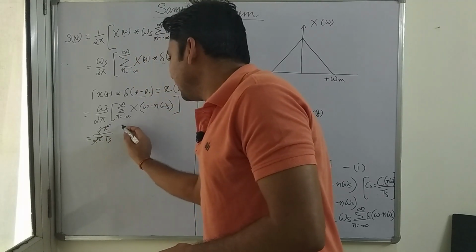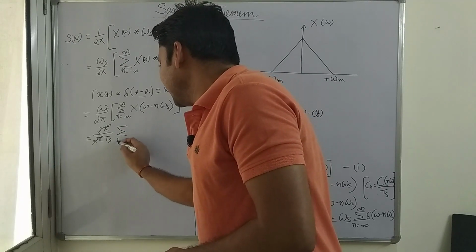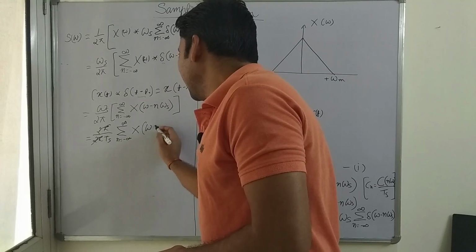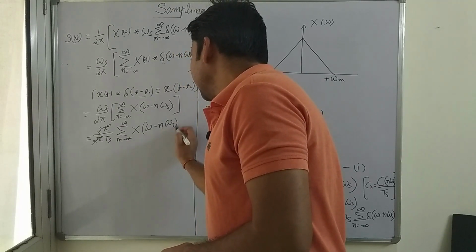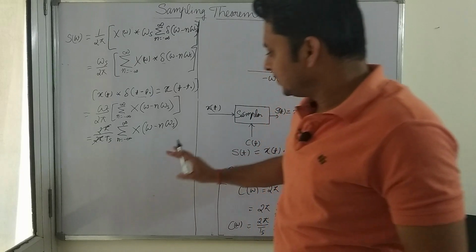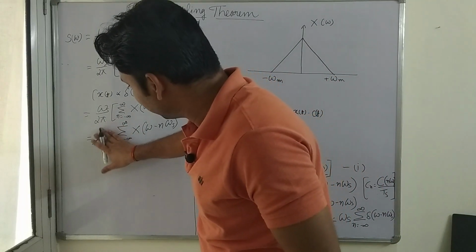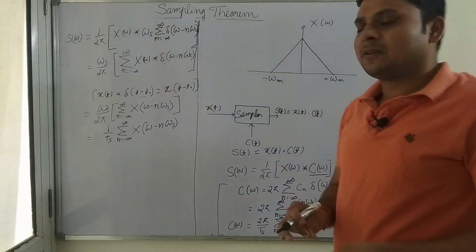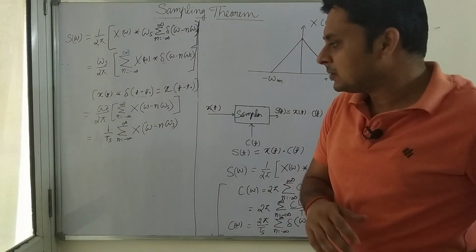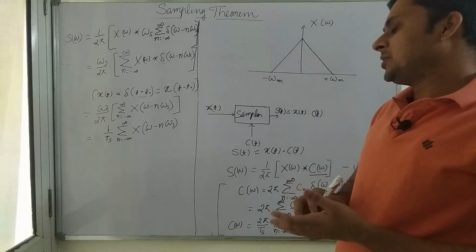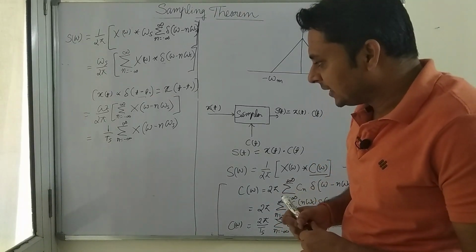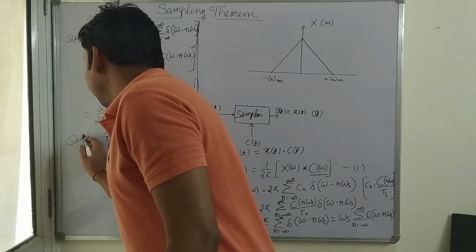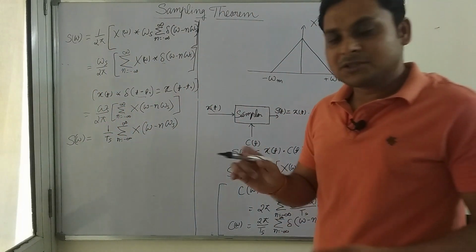2 pi is cancelled by 2 pi, and this will remain as the summation over n equals minus infinity to infinity of X of omega minus n omega s. If I remove the 2 pi, we can convert it into 1 upon Ts, because 2 pi is cancelled out, so 1 upon Ts, and the summation of n equals minus infinity to plus infinity of X of omega minus n omega s. That is the frequency domain representation of this function.